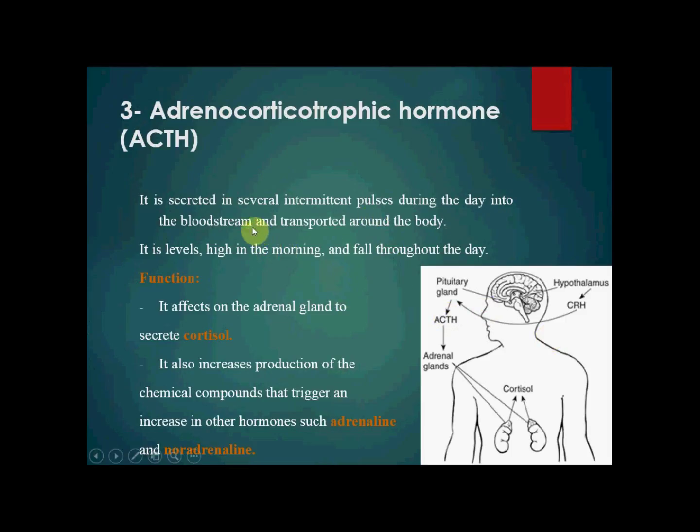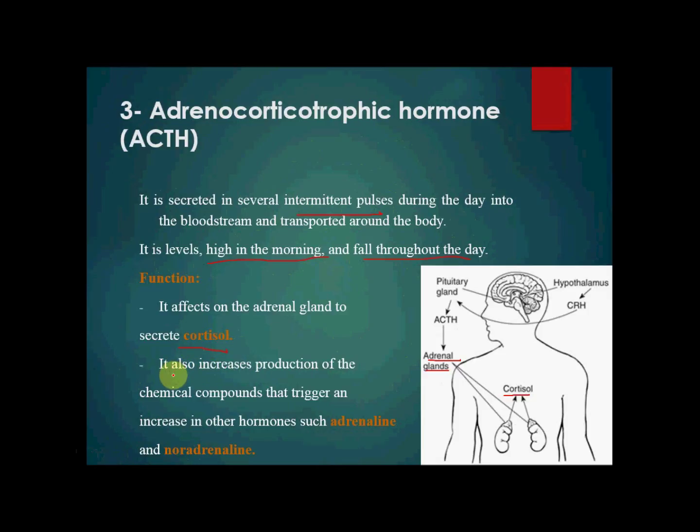Now we're going to go for the adrenocorticotrophic hormone. Adreno means that it targets the adrenal glands. This hormone targets the adrenal glands. Cortico means that it will command these glands to secrete cortisol. And of course, the trophic hormone means it's from the pituitary gland. It is secreted in several intermittent pulses during the day and circulated around the blood. Its level is high in the morning and falls throughout the day. So as with cortisol, it also increases in the morning and falls throughout the day.